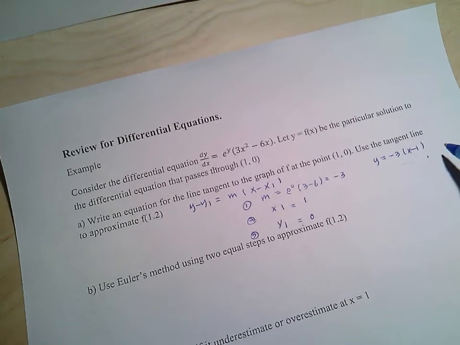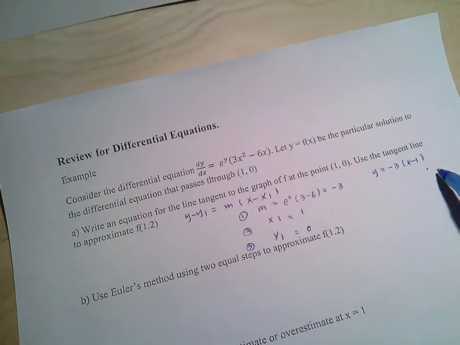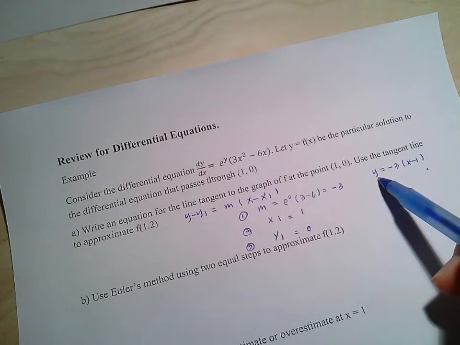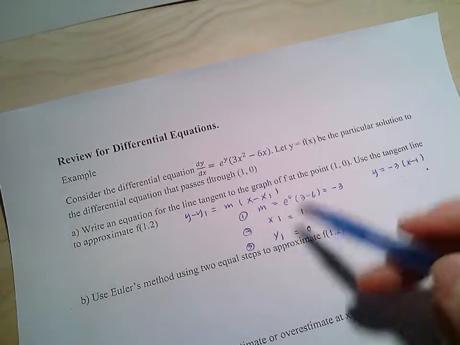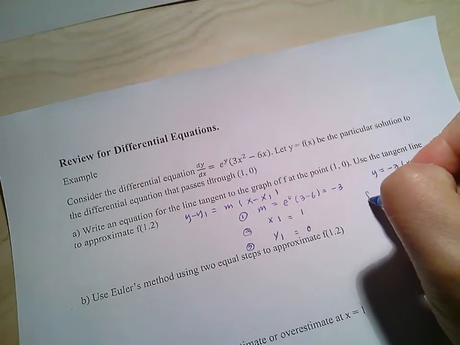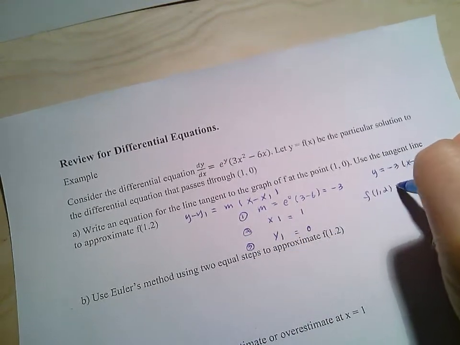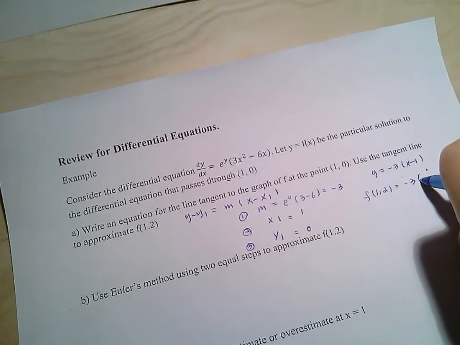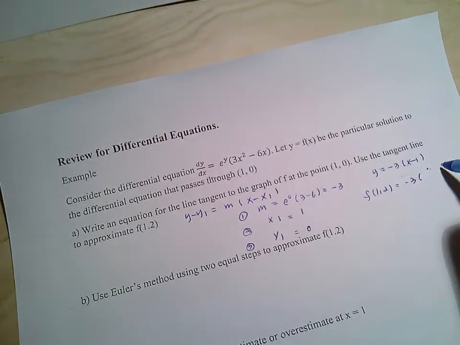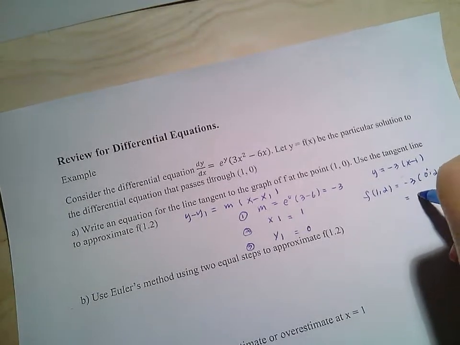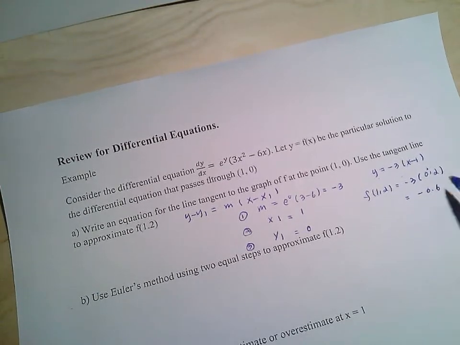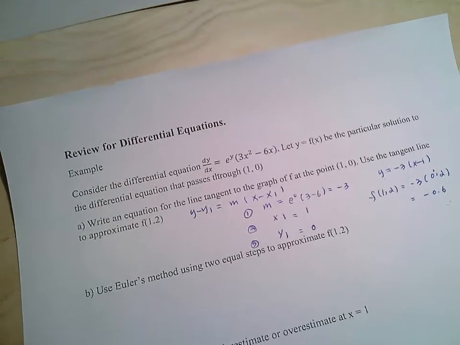But we are not done yet. We have to use it to approximate f of 1.2, which means you plug in 1.2 for x. So f of 1.2 is approximately negative 3 times 1.2 minus 1, which is 0.2, which gives you negative 0.6. So this is the approximation at x equals 1.2.